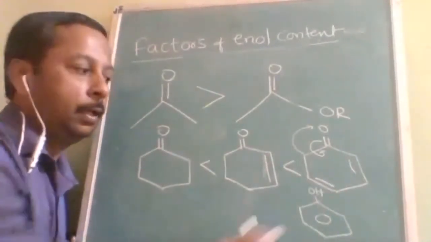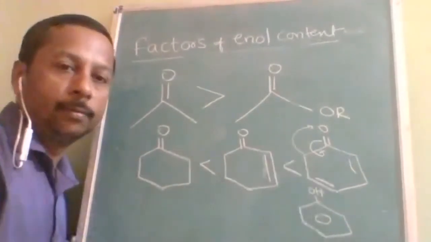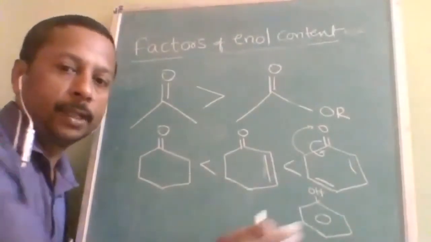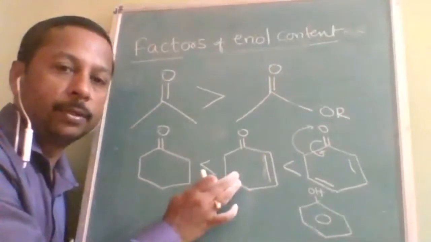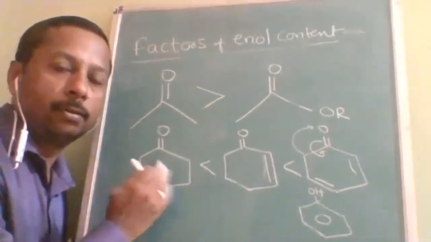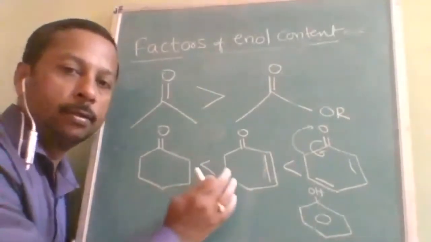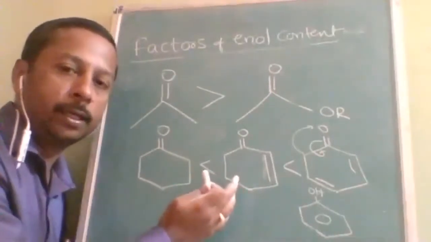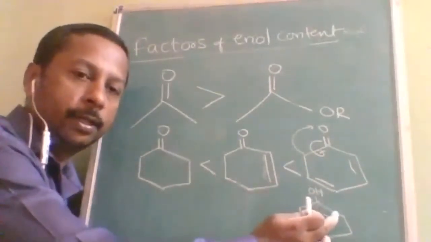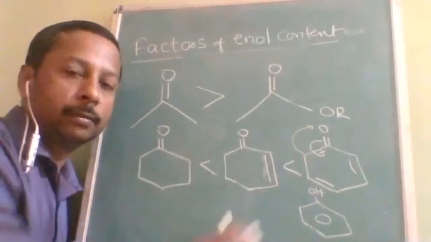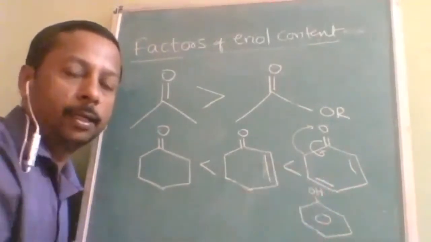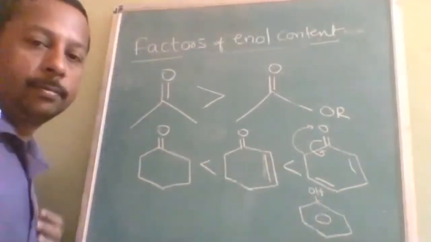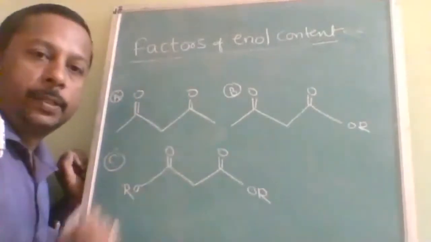Phenol is the enol form of this keto form. Okay, so it will never stay in keto form, because aromatic. There are more conjugations. Here less conjugations or no conjugations at all. Conjugations will favor the enol content, and here conjugation along with aromaticity. That's why here enol content is more stable. Is it understood?